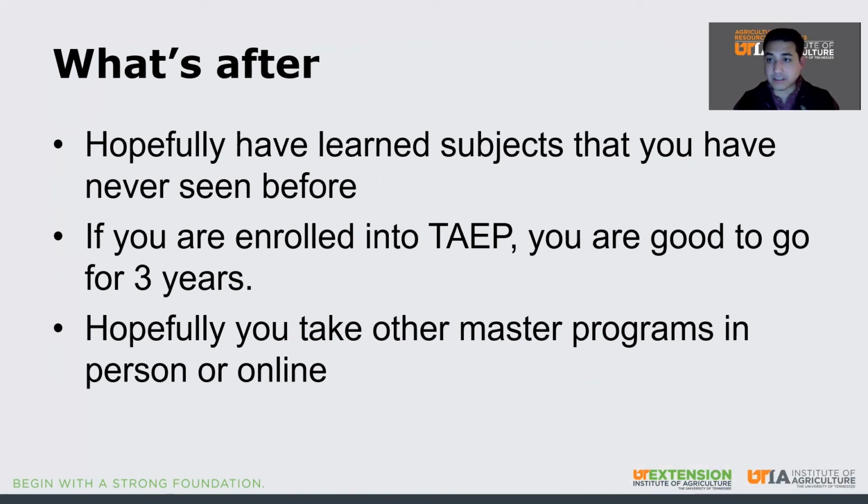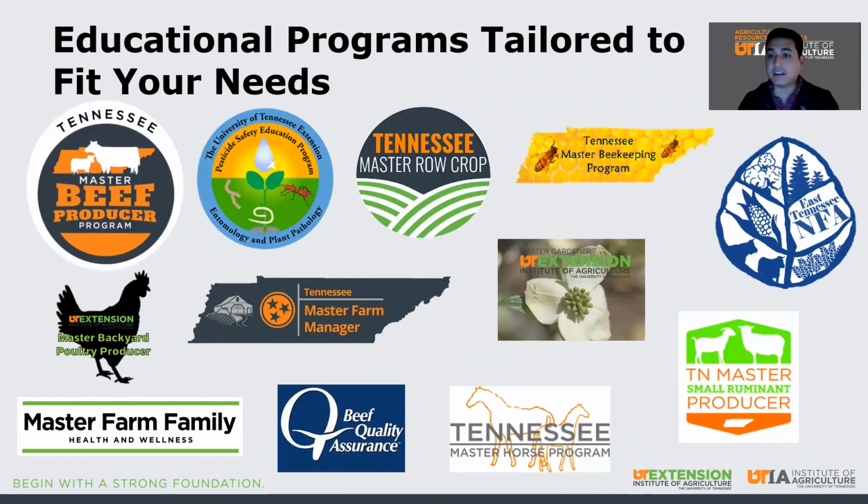And you might be more interested in row crops, or poultry, or small ruminant, or more interested in learning more about farm and financial management. Well, that's where we have all these programs here at University of Tennessee Extension. We have a plethora of stuff for you to pick from. We have Master Beef, a very popular one. We have Tennessee Master Row Crop, Tennessee Master Beekeeping Program. We have the Tennessee Master Farm Manager, the poultry one, Master Horse, small ruminant. And so if those are more of your interest, we have them here at UT.